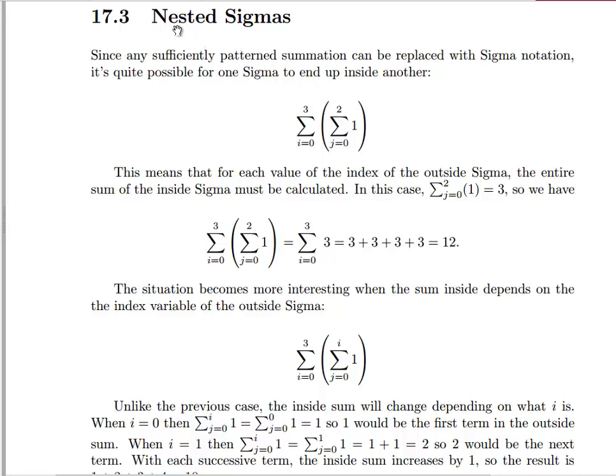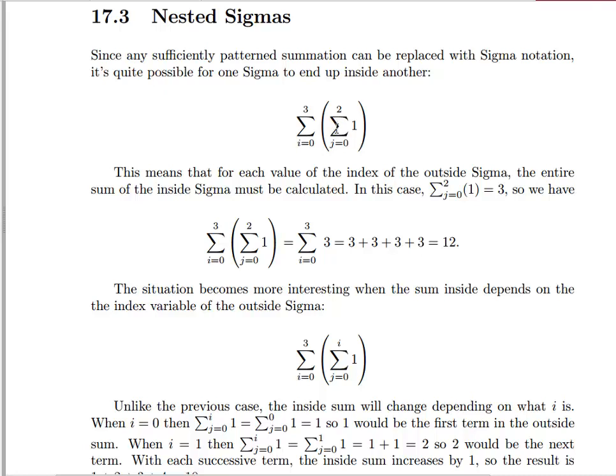Okay, so let's talk about nested sigmas. Nested sigma just means that you have one sigma inside another. So we say this one is nested inside the other one. So how do you evaluate an expression like this? Well, pretty much like you do in basic algebra. You evaluate what's in the parentheses and work your way outward.